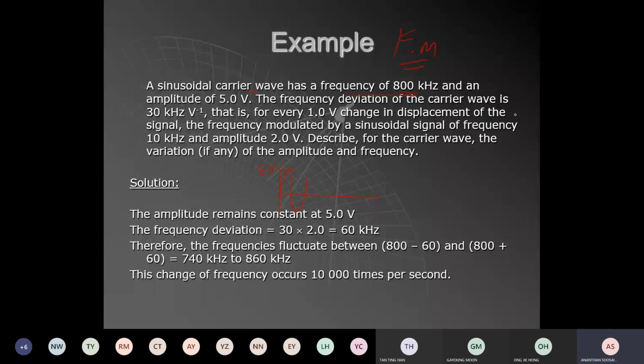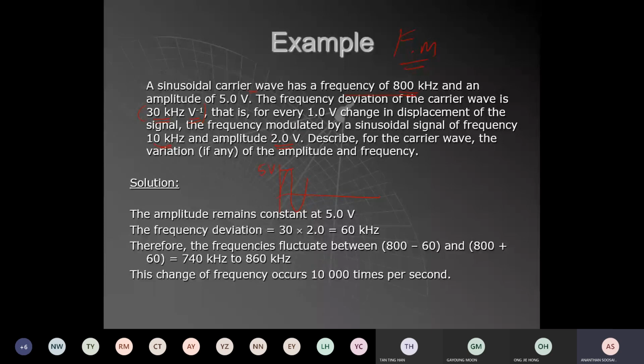The frequency deviation of the carrier wave is, this is important, you see, the carrier is going to change its frequency by 30 kilohertz for every volt of the signal. That is, for every 1 volt change in displacement of the signal, the frequency is modulated. So 30 kilohertz per volt. Now the signal has a frequency of 10 kilohertz and an amplitude of 2 volt.